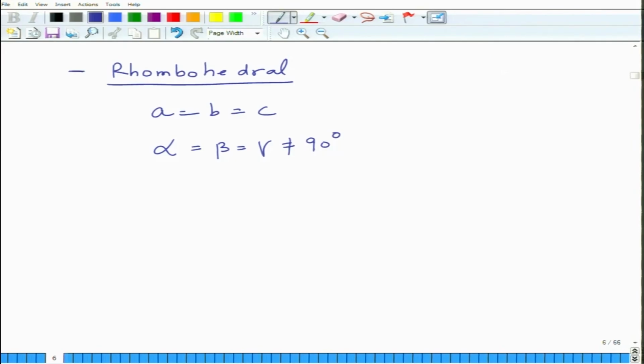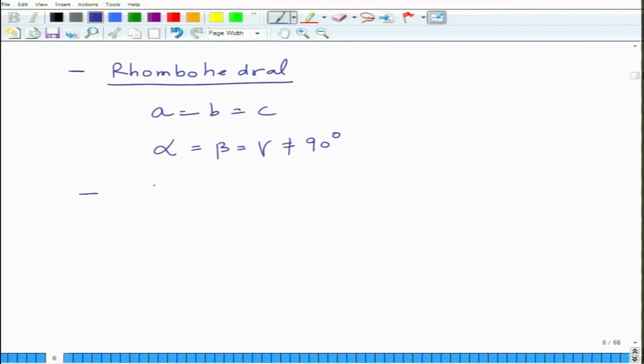You can see that it is sort of like a cube, but it is not a cube. You squeeze the cube in such a fashion that a, b, c are equal, alpha, beta, gamma are equal, but alpha, beta, gamma are no longer equal to 90 degrees. So, this is called rhombohedral. There are two more distortions which are there.